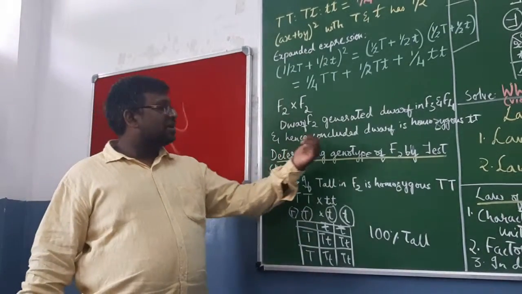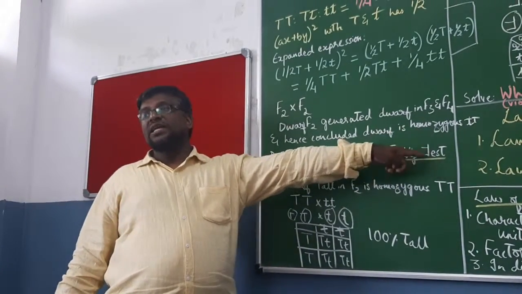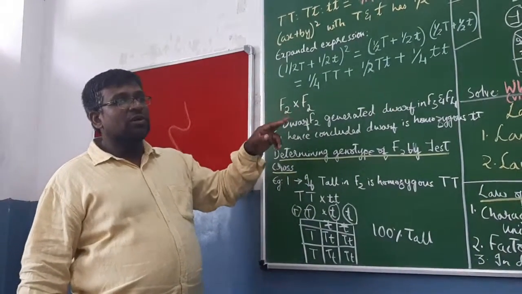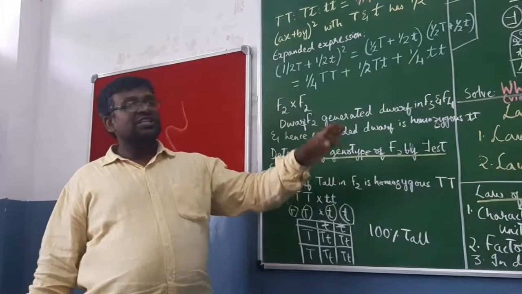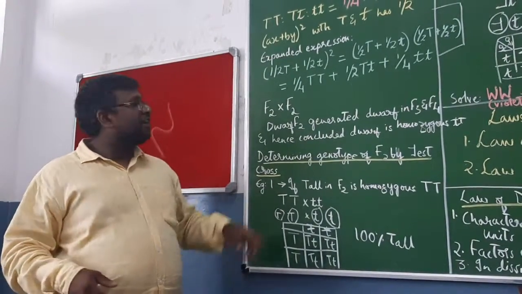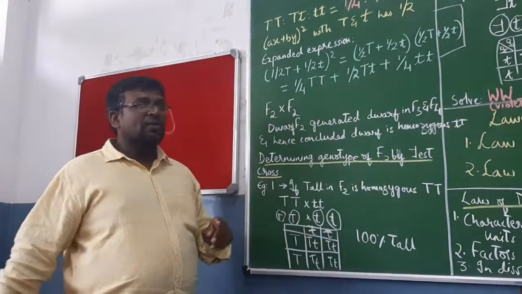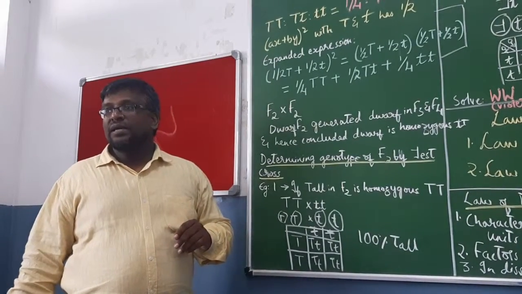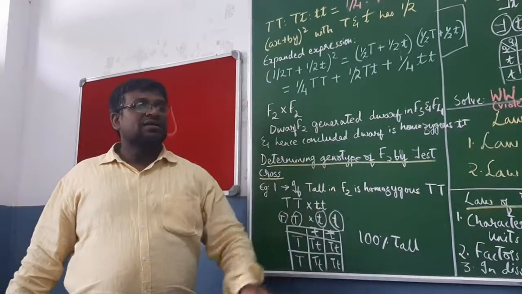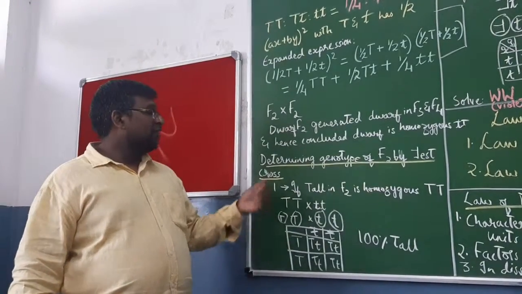And hence he concluded dwarf is homozygous pp. See, when he self-pollinated F2 and F2, he obtained only dwarf in the F3 and F4 generations. So he came to the conclusion that the F2 dwarf should be homozygous, because only dwarf and dwarf can produce 100% dwarfs. Okay, so that is what it is.